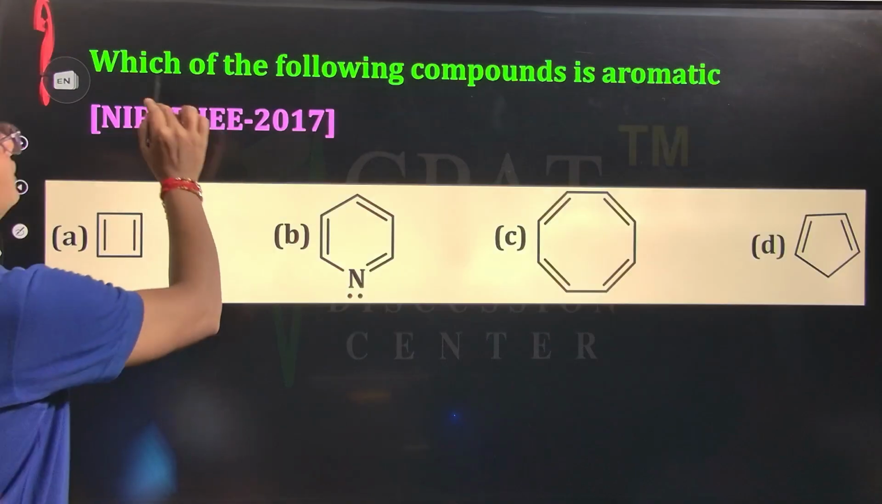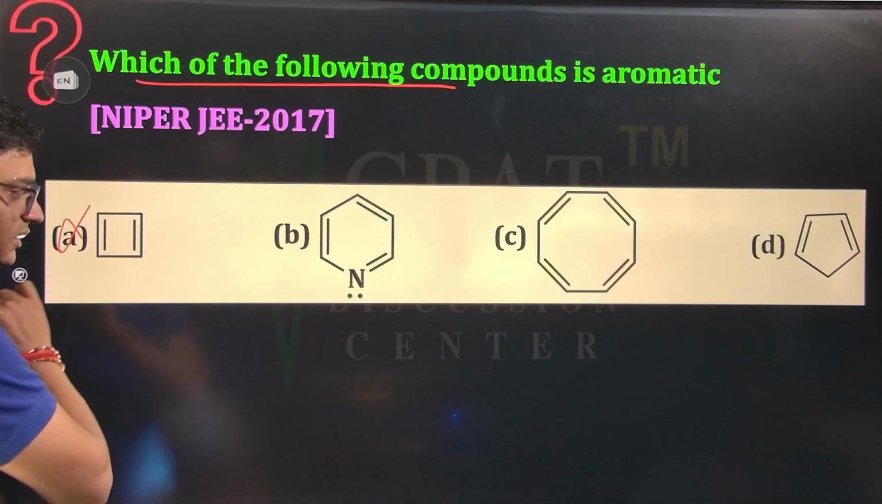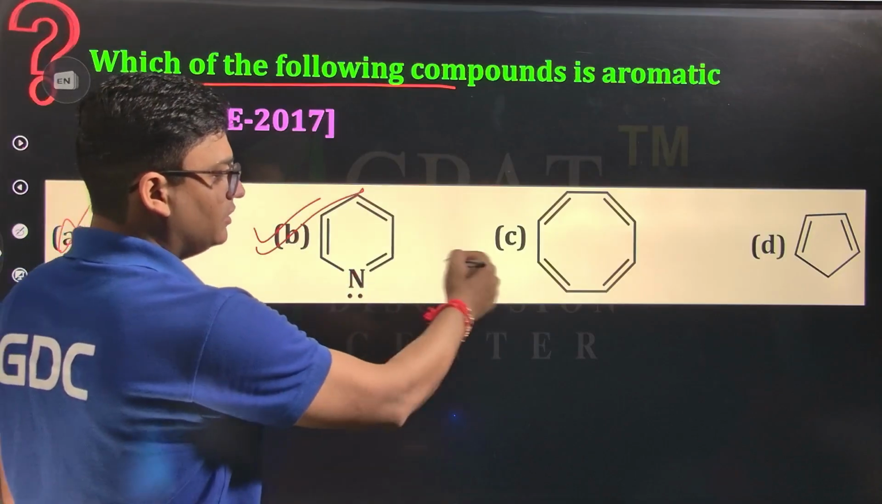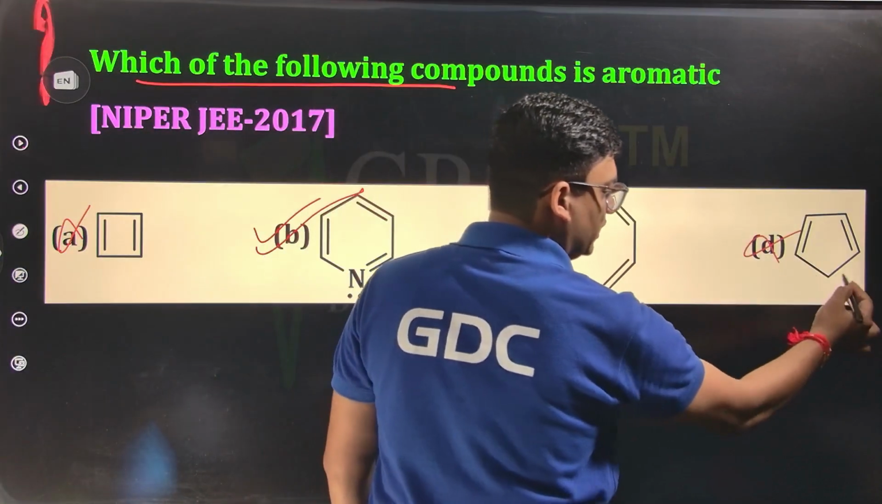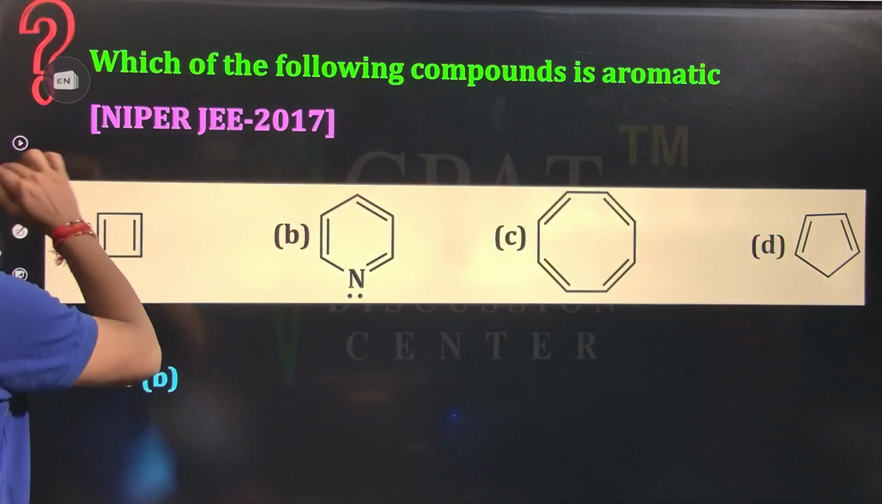Least anti-aromatic. Which of the following compounds is aromatic? What do you think? Anti-aromatic? Pyridine is aromatic. The other is non-aromatic due to absence of conjugation. So B is the right answer.